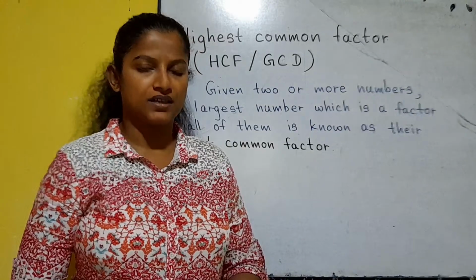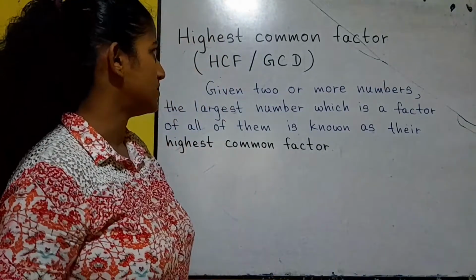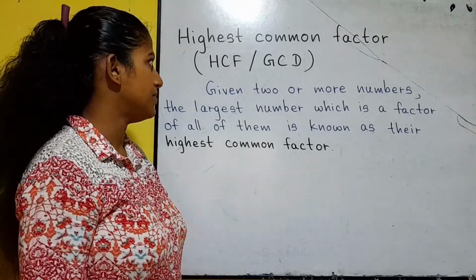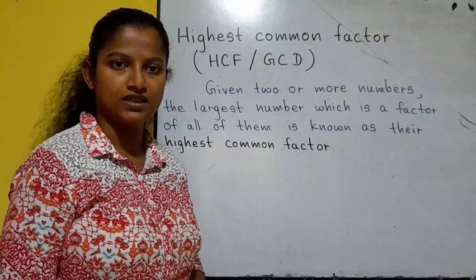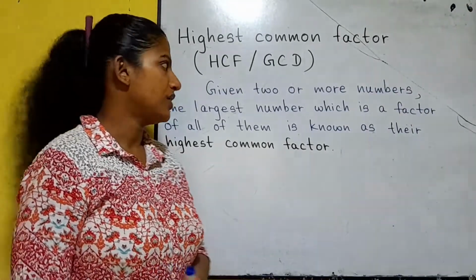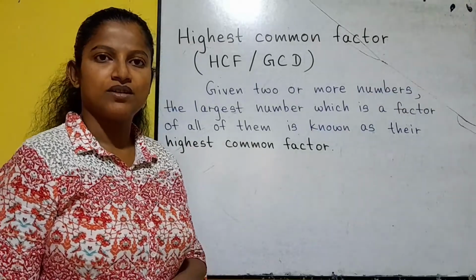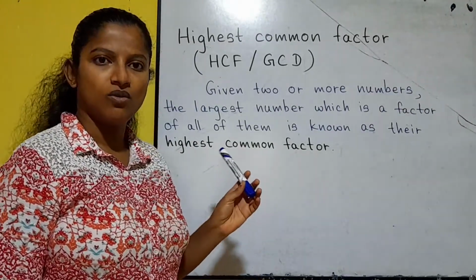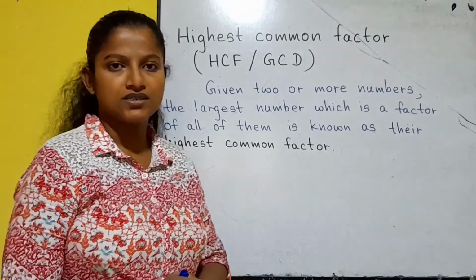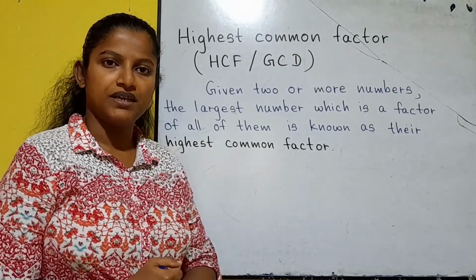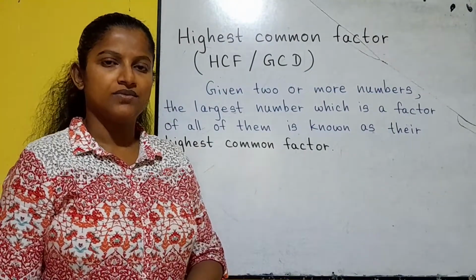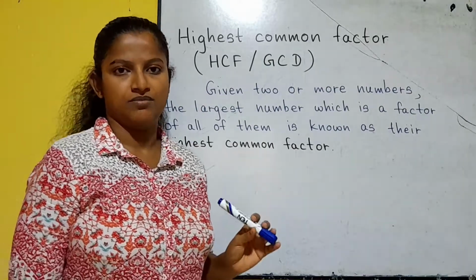Highest common factor. The shortened form for this term is HCF or GCD. GCD means greatest common divisor. So what is the highest common factor? Given two or more numbers, the largest number which is a factor of all of the given numbers is known as the highest common factor. That means the highest common factor is the largest number which divides all the given numbers.